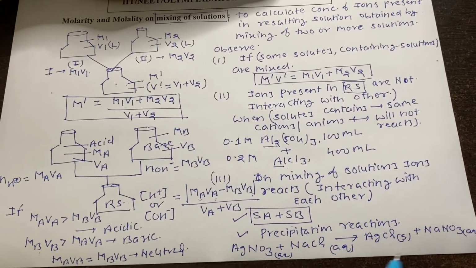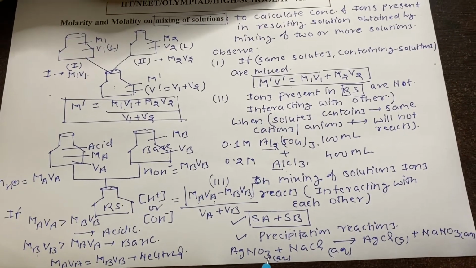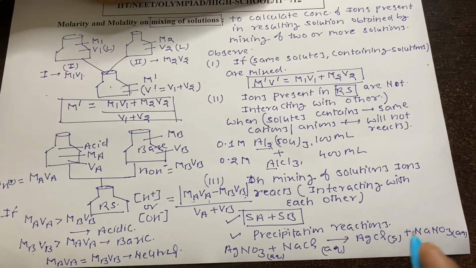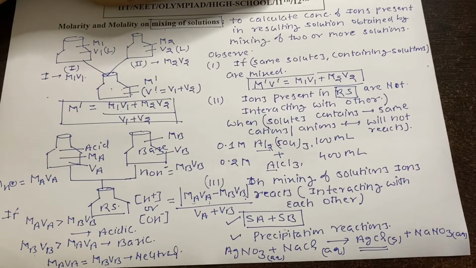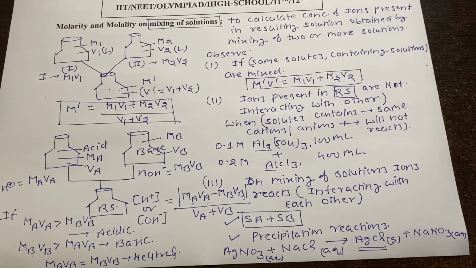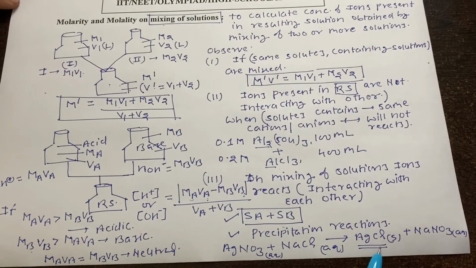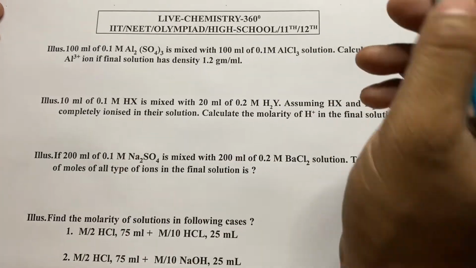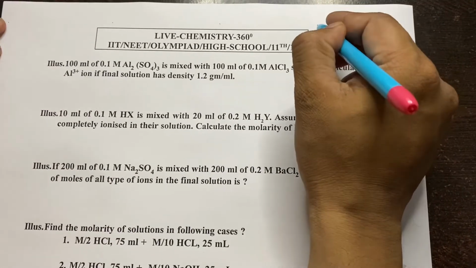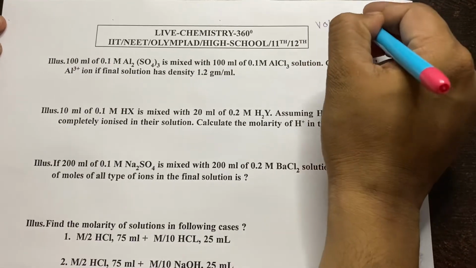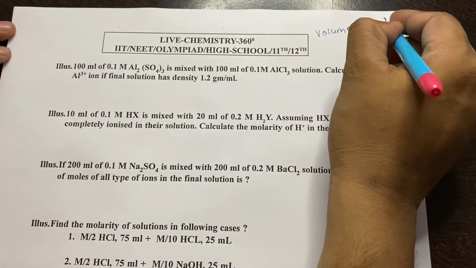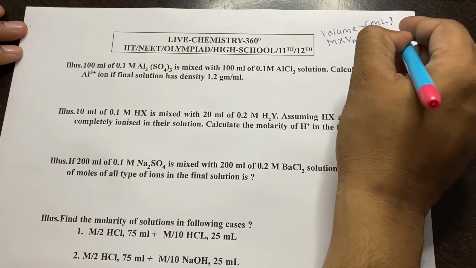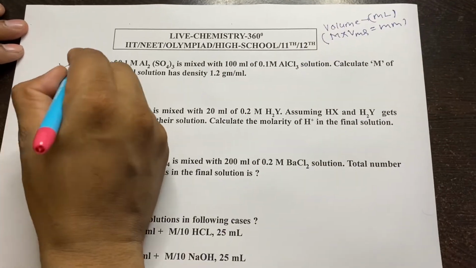will be the ions which will be left if excess reagents are present, or the ions which will be formed. The ions which are present in the precipitate will not be counted in the solution. The ions which have gone into the precipitate will not be counted. In some examples of mixing, it is to be noted that when the mole volume is given in ml, you must be careful about this, because M into V in ml is millimoles, right? So let's start with the first example.